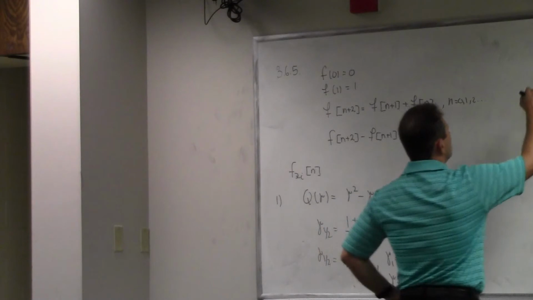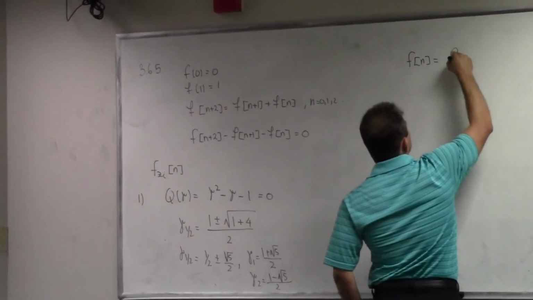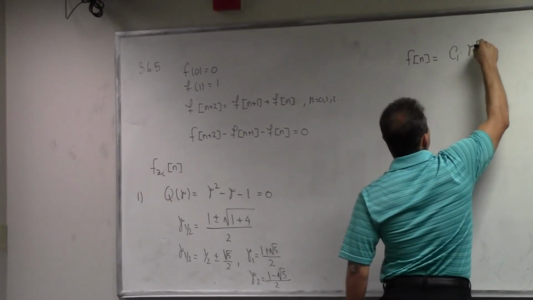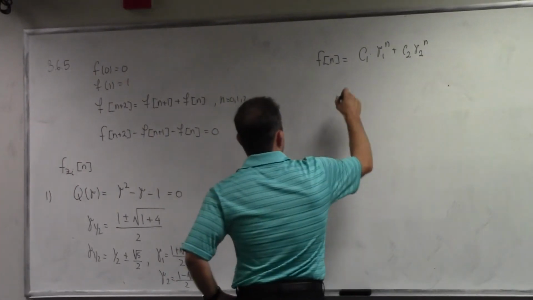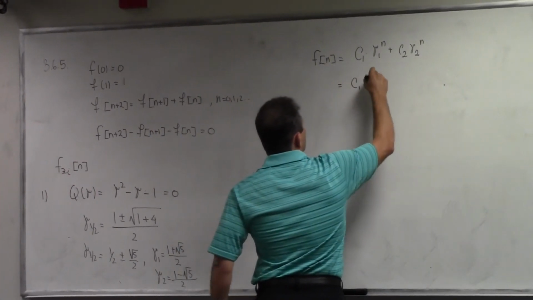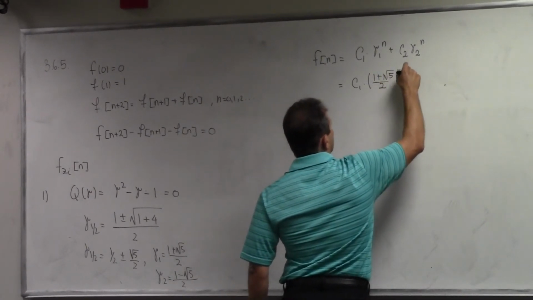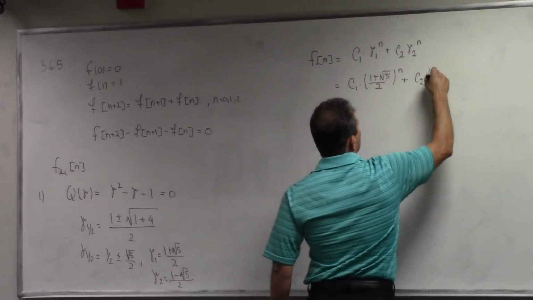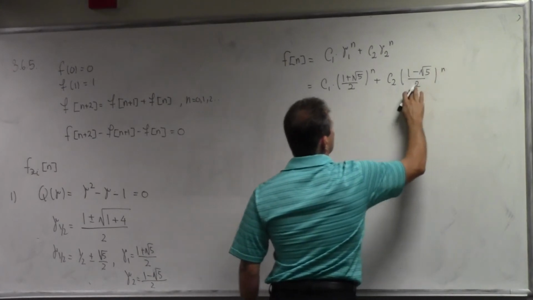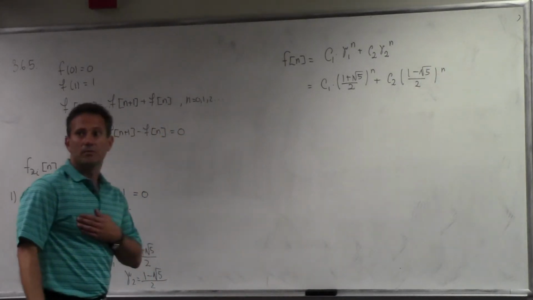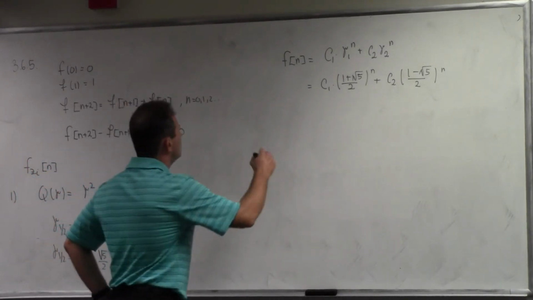We know that our zero input response, which is the nth Fibonacci number, has to be in the form C1 times gamma 1 to the n plus C2 gamma 2 to the n. In our case, this is C1 times (1 plus square root of 5 over 2) to the power of n, plus C2 times (1 minus square root of 5 over 2) to the n power. That's the general form that Fibonacci numbers need to have. But we also have two initial conditions.